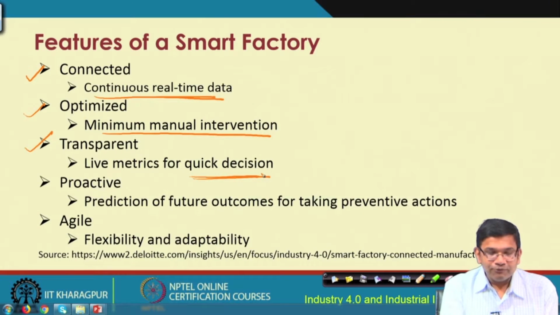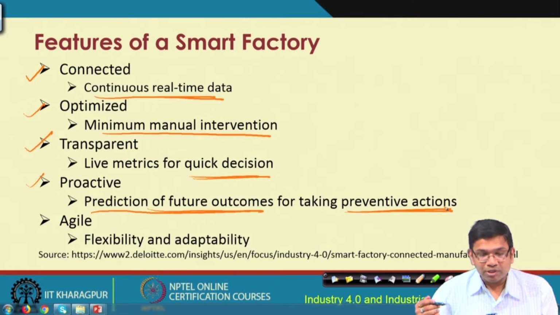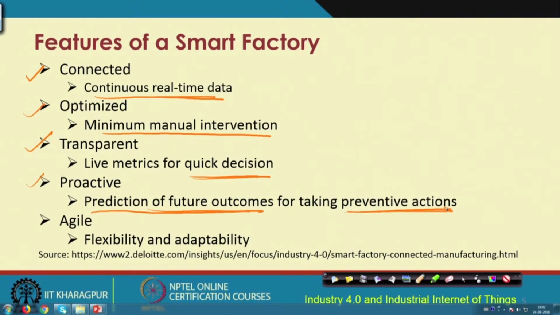A proactive feature means that we can proactively predict future outcomes and take preventive actions, depending on the situation and what is going on or what is going to happen in the future. So, based on the prediction of future outcomes, one can take preventive actions.